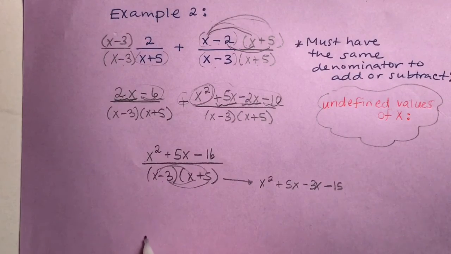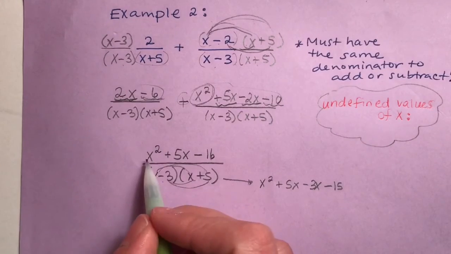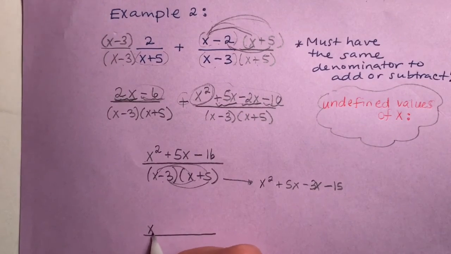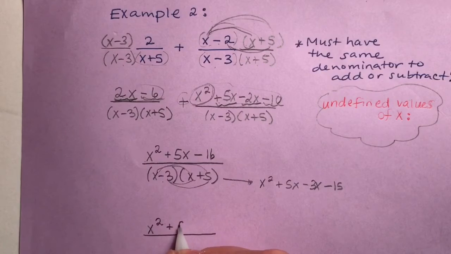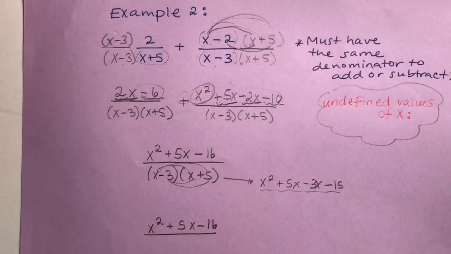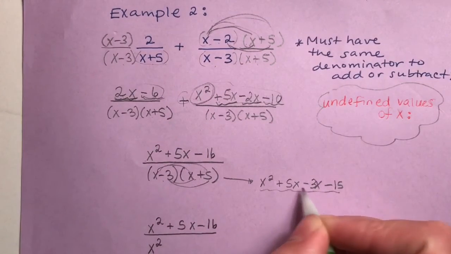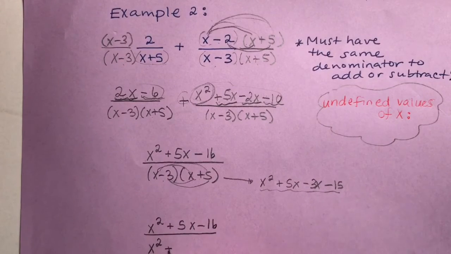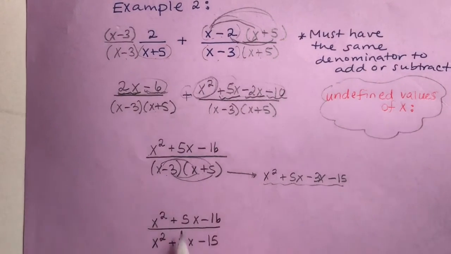And my final answer, I'm just going to write down here. So my top is going to stay the same. I've got x squared plus 5x minus 16. And then in the bottom, I'm looking here, so I've got x squared. 5 minus 3 makes positive 2, x minus 15. And that would be our final answer here.